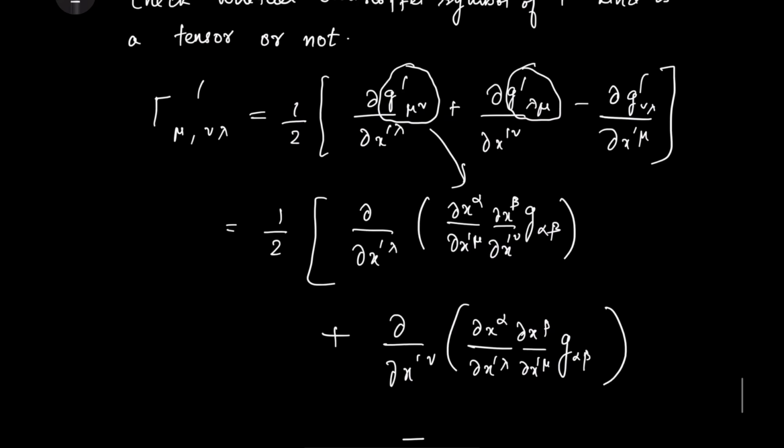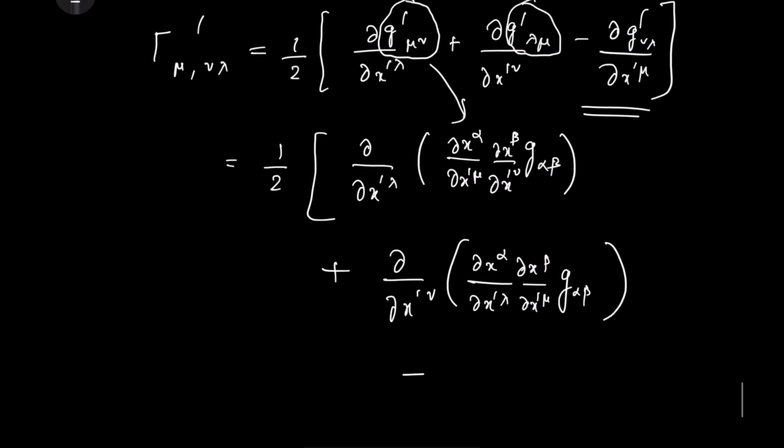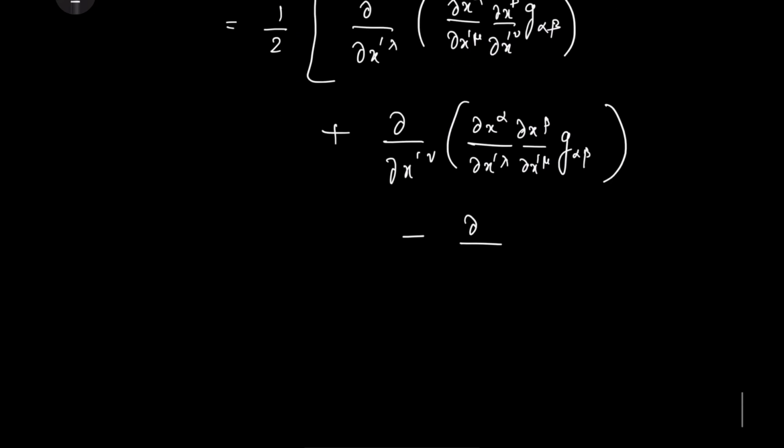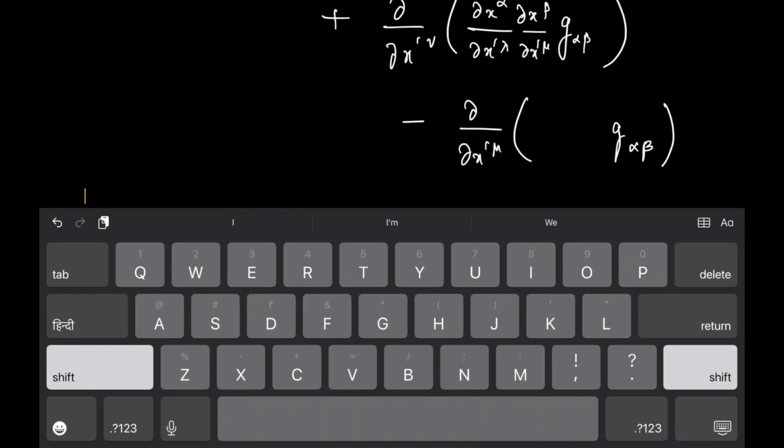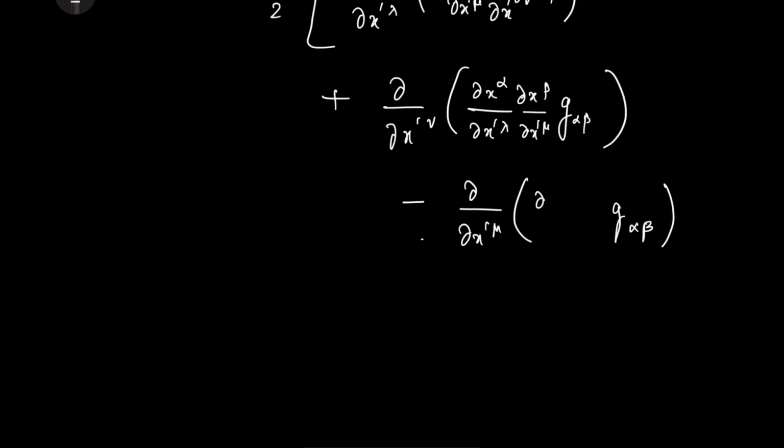Minus, now the last term, partial derivative with respect to x prime mu. Then again write the transformation for g alpha beta. That will be partial derivative of x alpha with respect to x prime nu, partial derivative of x beta with respect to x prime lambda.